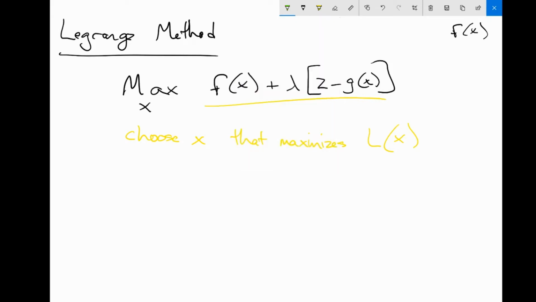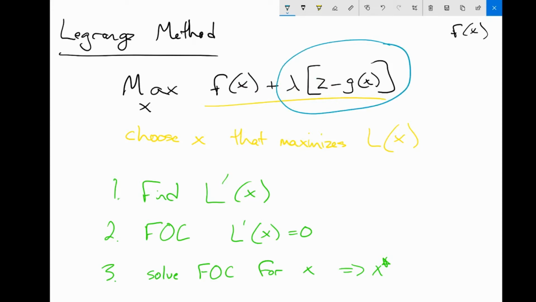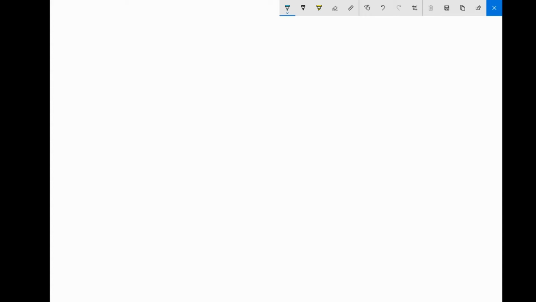And we're going to follow the same procedure as we did before. Step 1, find L prime of x. Step 2, establish the first order condition, L prime of x equals 0. Step 3, solve the FOC for x. This will give us x star. So the Lagrange method is basically just creating a new objective function that includes the constraint in it. Now we're going to maximize this, and that will allow us to do a maximization with a constraint. So now this is a constrained maximization. Those are the steps. Now let's apply it. Just like we did before, let's do some examples.